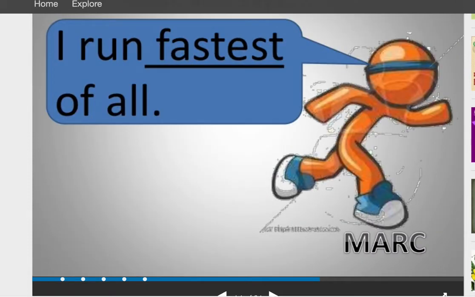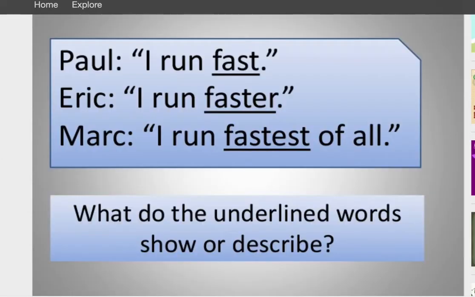Then Mark says, I run fastest of all. So Mark is saying, I run fastest out of all three of you. He's talking about more than two people. And just like our adjectives, when we compare with EST, we're comparing more than two people. So now we have Paul said, I run fast. Eric said, I run faster. And Mark said, I run fastest of all.